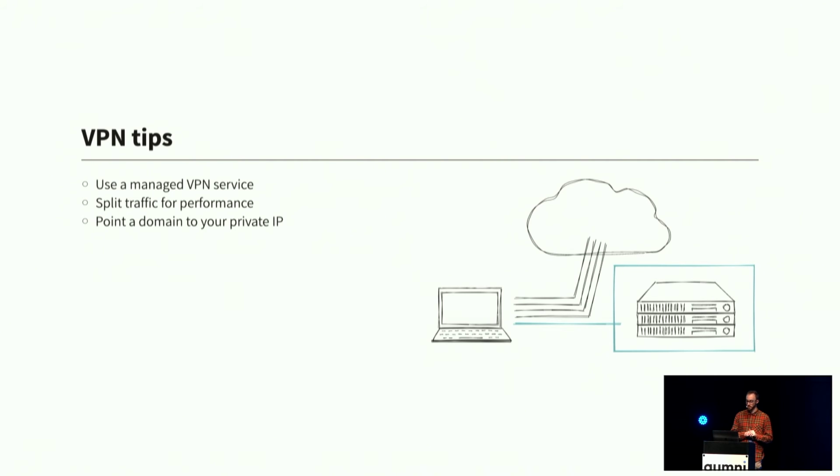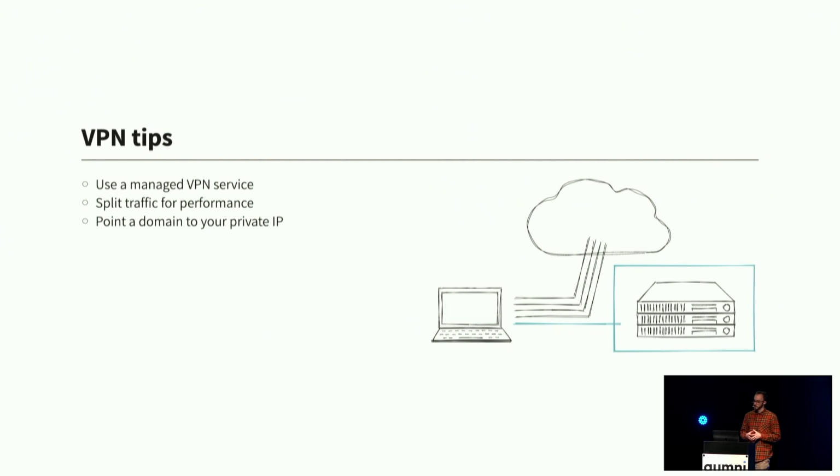And that's pretty important for performance on things, especially connections that require a peer-to-peer connection, like your video calls and whatnot. Most of your internet traffic goes to the internet, and just your development traffic goes to your remote machine. And then also, you can point a domain name to your private IP address.